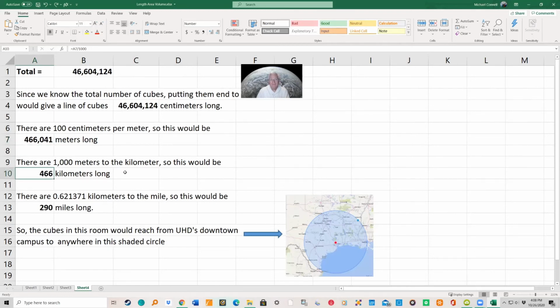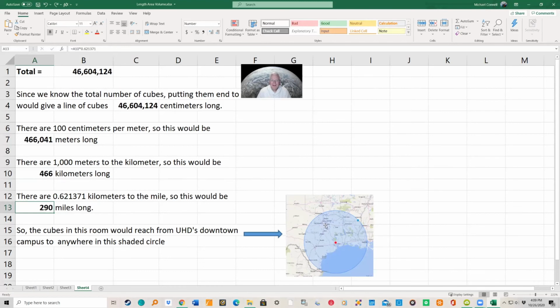Now, I'm perfectly happy if you leave it like that, but a lot of people are used to thinking in miles instead of kilometers. And so there's a conversion we can do to convert kilometers to miles. There's about 6.2, little over. I've got a more exact number down here in terms of how many kilometers there are to the mile. So if we multiply 466 times this conversion factor, what we find is it's approximately 290 miles long. Those little centimeter cubes from one room is 290 miles long.